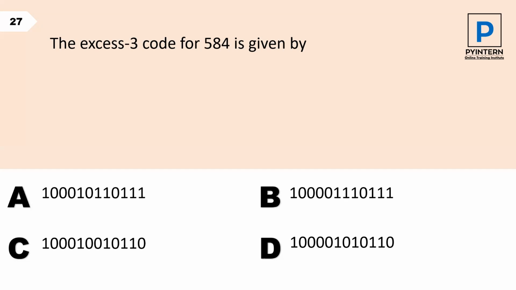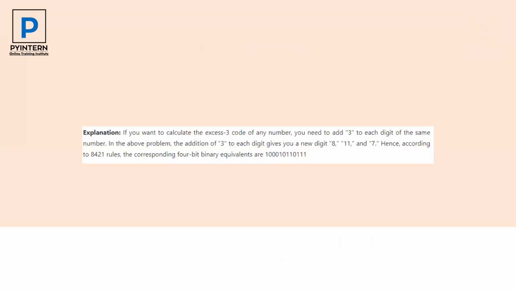If you apply the first method, 4 plus 3 is 7. Now convert 7 into 0 1 1 1. So options A and B are possible. Come to 8 plus 3 is 11. Now convert into binary, 1 0 1 1. So only option A is possible, 1 0 1 1. And 5 plus 3 is 8, 1 0 0 0. The correct option is A. So come to the explanation.